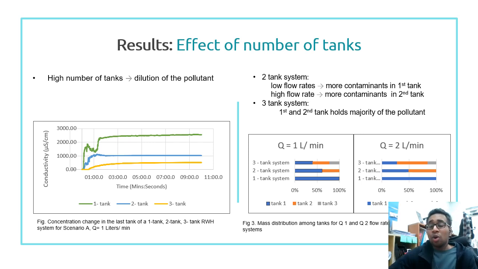In high flow rates, more contaminants tend to go to the second tank, because more advective force is pushing the contaminants and forcing the water flow to reach the second tank very fast.